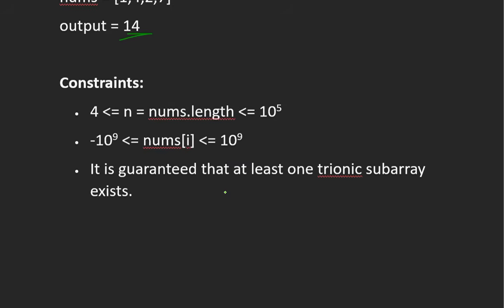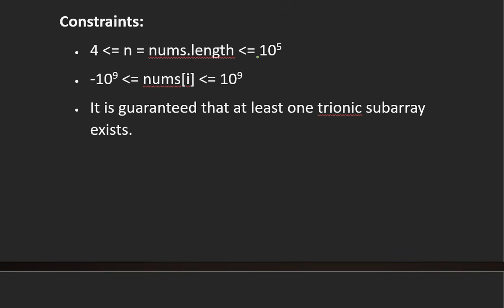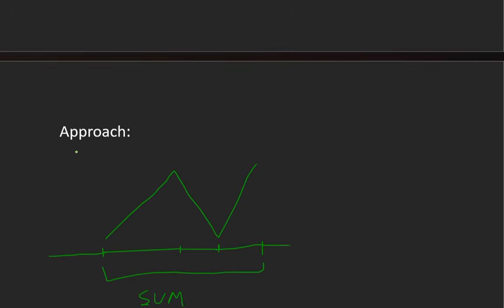So if you'll see the constraints, the nums length can be up to 10 to the power 5. So what does this say? That the possible approaches can be either O(n log n) or O(n). These two can be the time complexity of our possible approaches. And our nums[i] can be between -10 to the power 9 and 10 to the power 9, means negative elements are also possible, and also it is guaranteed that at least one trionic subarray exists, right?